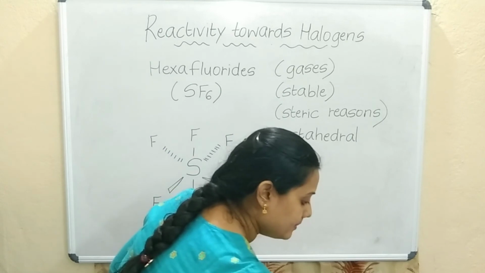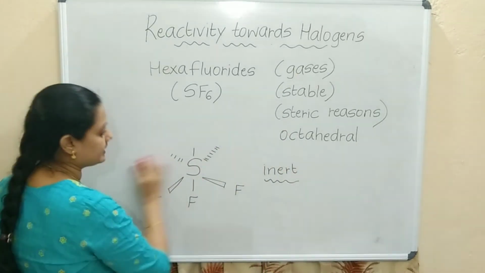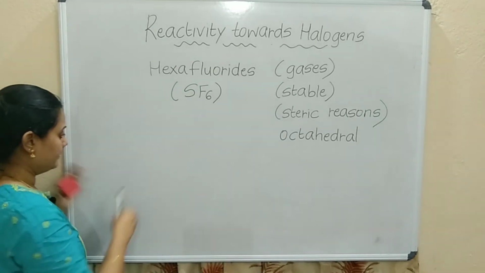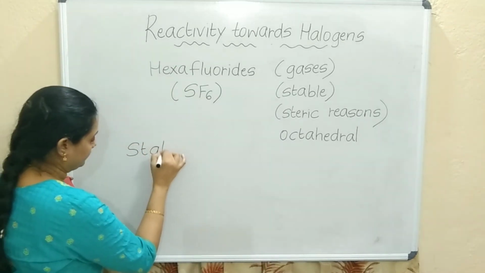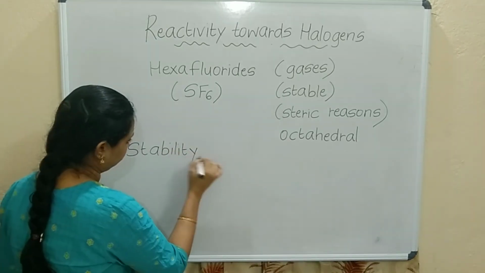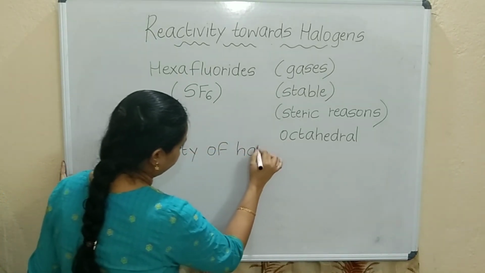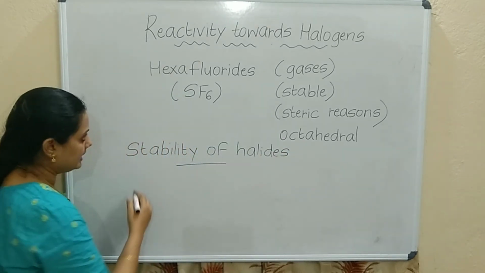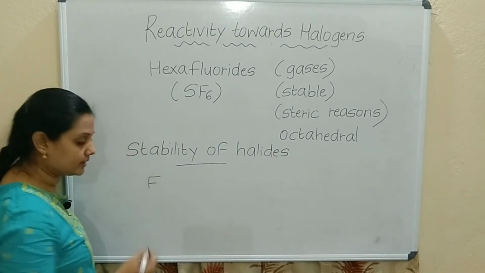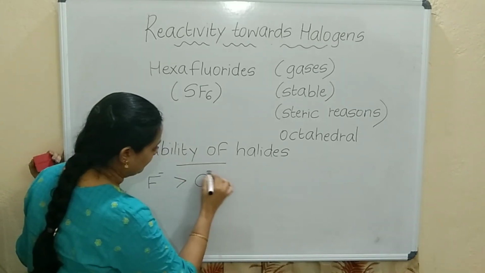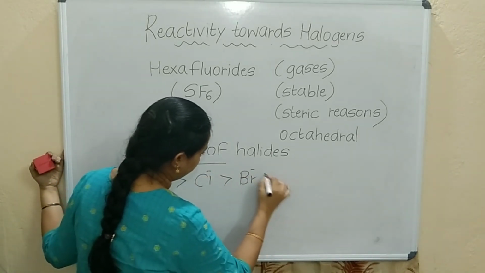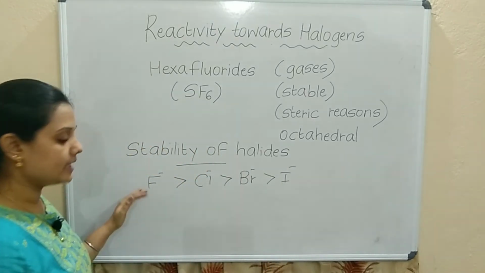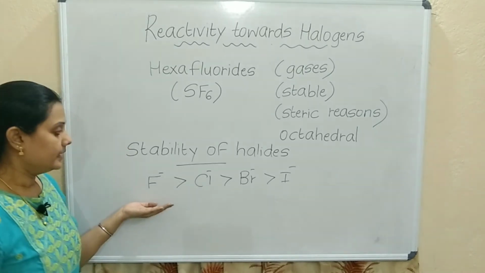Now stability of halides of group number 16. The last just one topic, that is stability of the halides of group number 16. So if they are combining with the fluorine, it will be more stable than chlorine, than bromine, than iodine. Correct? So stability of halides, it goes in this order.